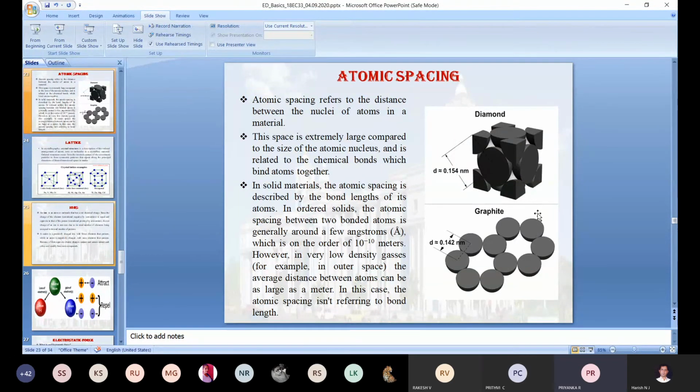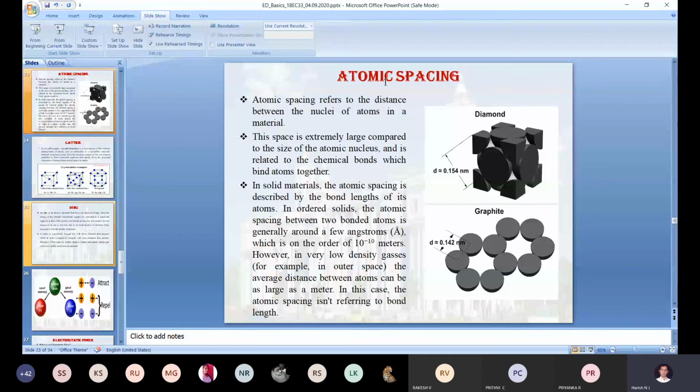False, sir. Exactly. Because the distance in low density gases is very much higher than in solid material. It is in the order of 10 to the power of minus 10 for solids, and for low density gases it is in the order of meters. A meter is greater than 10 to the power of minus 10. Easily you can say that with the help of that value. Okay, so you can get this information from this slide.